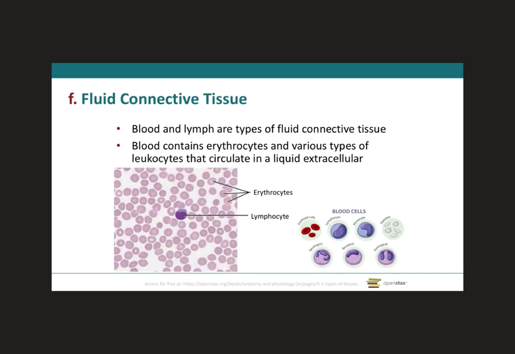Blood and lymph are fluid connective tissues. Therefore, the cells circulate in this liquid extracellular matrix. The formed elements circulating in blood are all derived from hematopoietic stem cells that are located in the bone marrow. Erythrocytes, which are red blood cells, transport oxygen and some carbon dioxide. Leukocytes, which are white blood cells, are responsible for defending against potentially harmful microorganisms and molecules. Platelets are cell fragments involved in blood clotting.